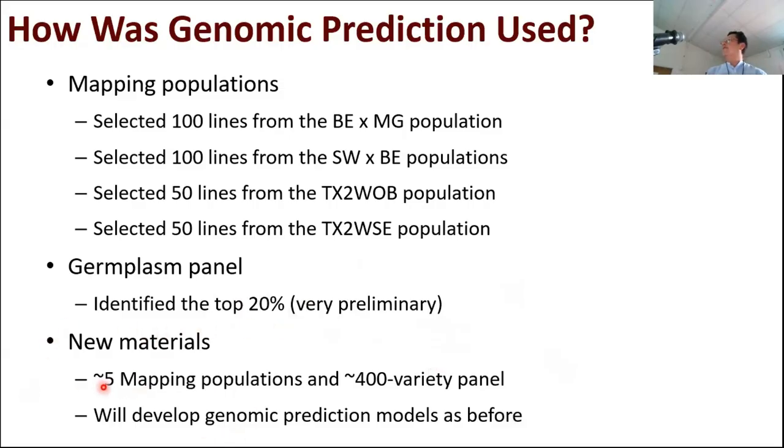Again, we've got 5 mapping populations, and we are thinking about that 400 variety GWAS that you've heard about. And again, it's for augmenting all of the stuff that we've done, because the more genotypes we have, the more phenotypes we have, the genomic prediction models just get better and better and better, and the prediction accuracies increase as well.